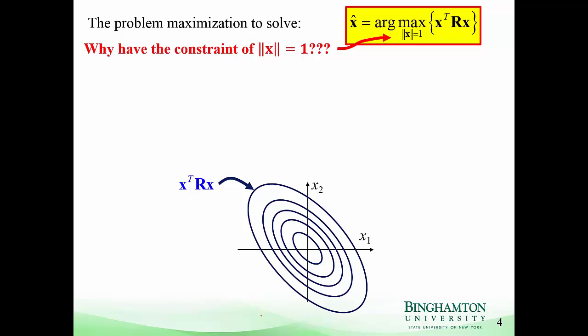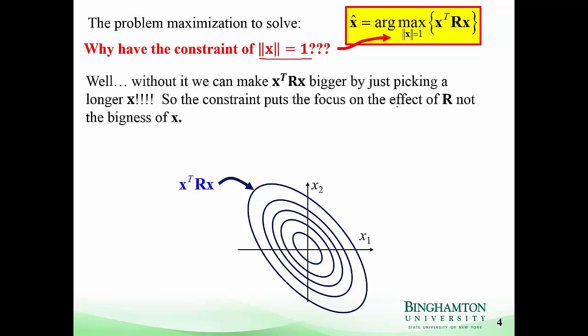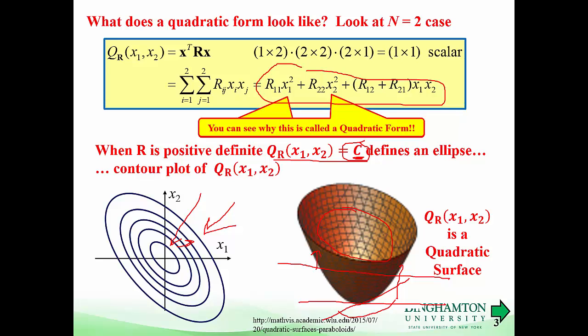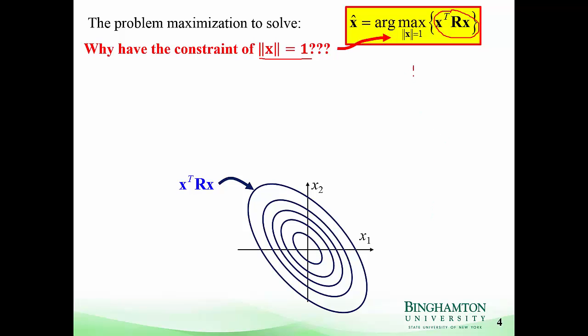So what we want to do is, given this quadratic form defined by a positive definite matrix R, solve this constrained maximization problem. So why should we have a constraint of x norm equal to 1? Well, if we don't constrain it, what would be the maximum of this? Let's go back and look at our picture. If I just keep going further and further out this way, this thing just keeps growing bigger and bigger. It looks sort of like, let me go over here, a one-dimensional version of this.